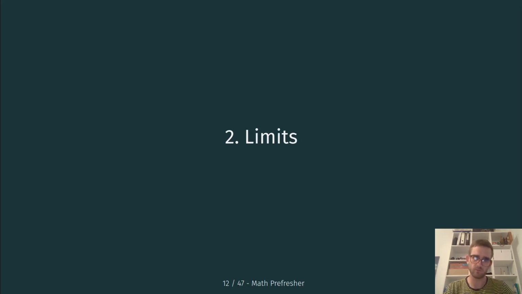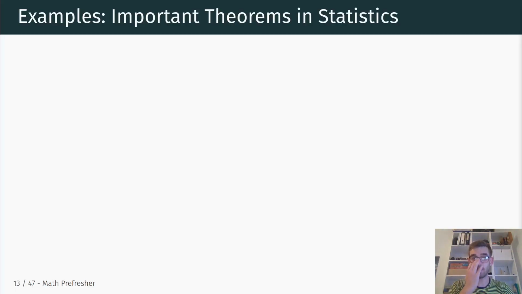For example, if you use game theory or maximum likelihood estimation, they are ultimately based on limits. And lastly, a lot of very fundamental results in statistics and statistical inference are based on limits. And so to start with those two examples, two of the most important theorems in statistics are ultimately based on limits of sequences.